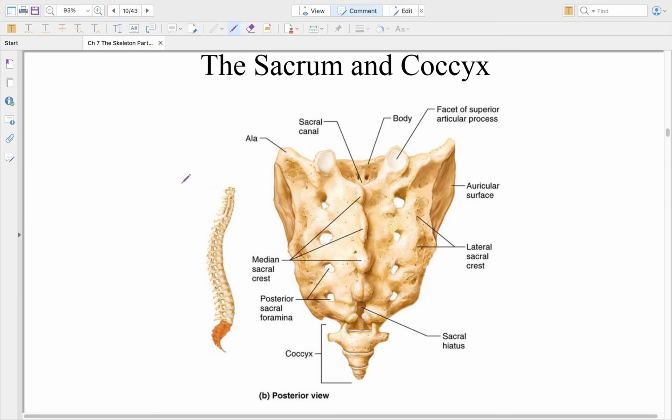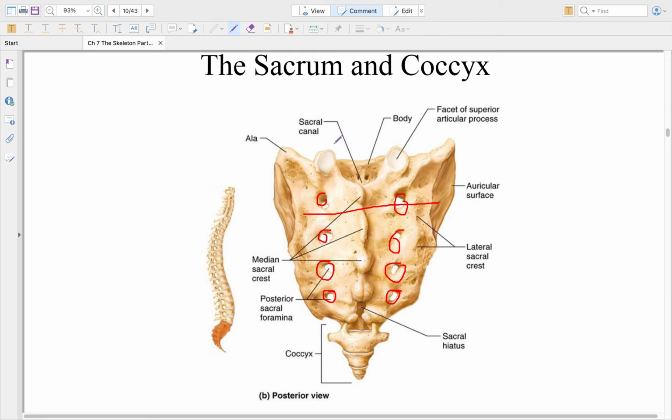Now the sacrum is 5 fused bones. It is believed that they were some type of vertebrae that eventually fused. And that's exactly what's happening here. That's why you still see these foramens, because they belong to a vertebral-like structure.